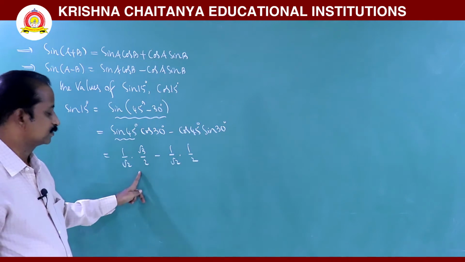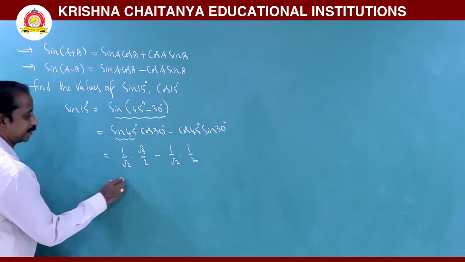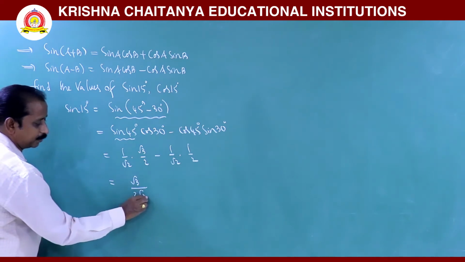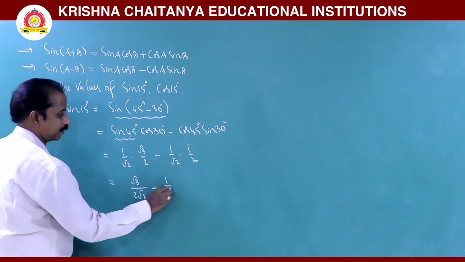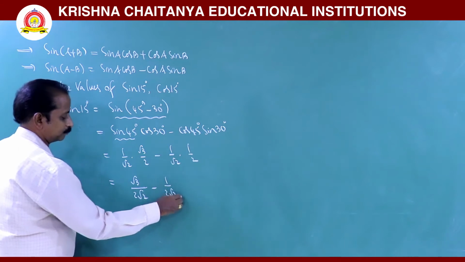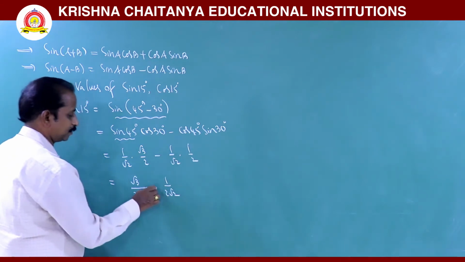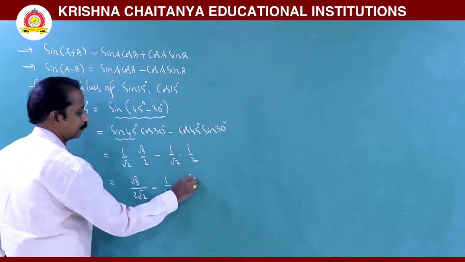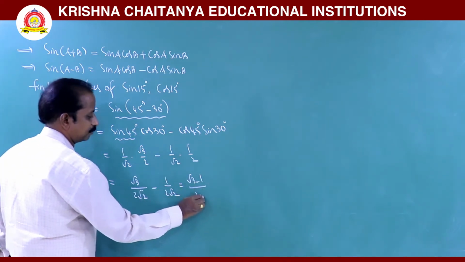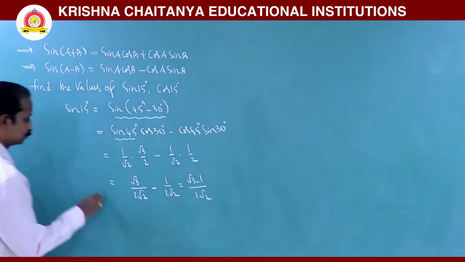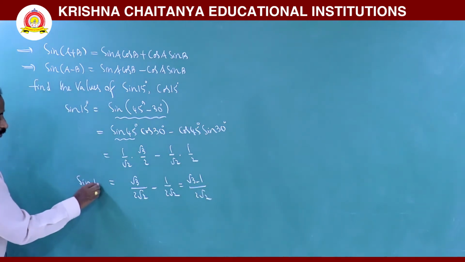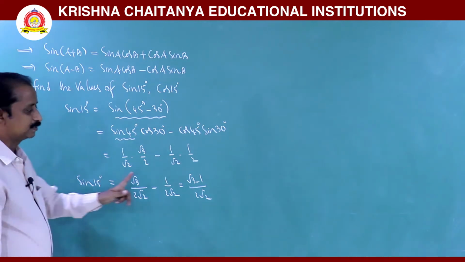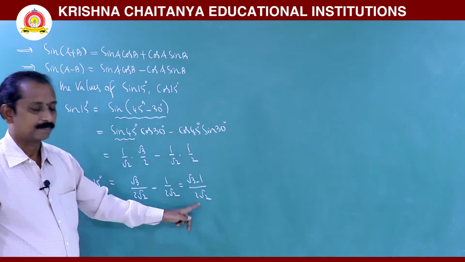Now denominators are equal. Then 1 into root 3 divided by 2 root 2, minus 1 by 2 root 2. If denominators are equal, numerators are subtracted. So therefore root 3 minus 1 by 2 root 2. So this is the value of sin 15 degrees: sin 15 degrees is equal to root 3 minus 1 by 2 root 2.